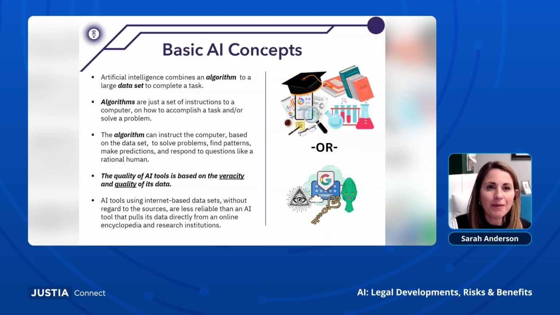All right, let's talk about basic AI concepts, because this is something I feel like a lot of people don't always understand: what is artificial intelligence? Artificial intelligence is the combination of two things. The first one is an algorithm. If you saw the movie The Social Network, it's about Mark Zuckerberg in his early days at Harvard, and his development of Facebook.